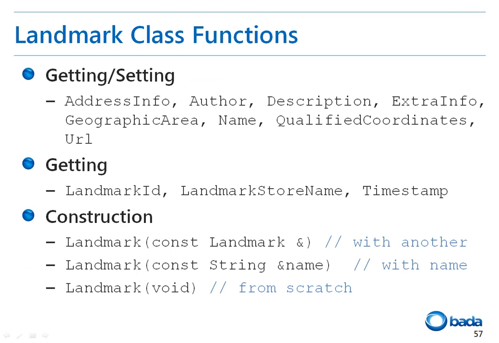The Landmark class provides functions to set and get landmark information, such as the address info, author, description, and extra info, to get the ID that's assigned when a landmark is put in the landmark store, and to get the corresponding landmark store and the time when the landmark is registered to the landmark store. The constructor provides options to construct a landmark by copying another landmark, to construct with a name, or to construct with no information.